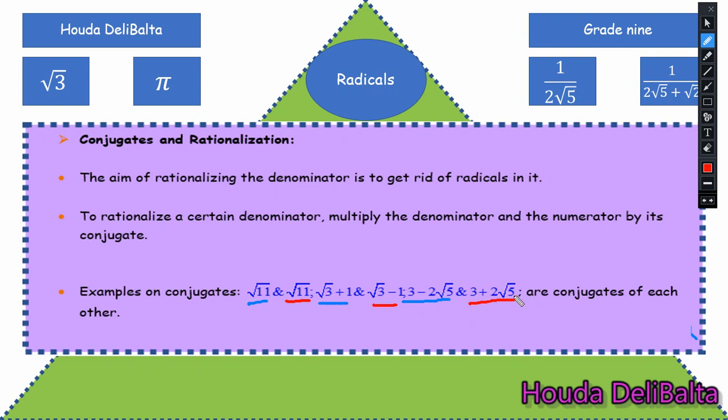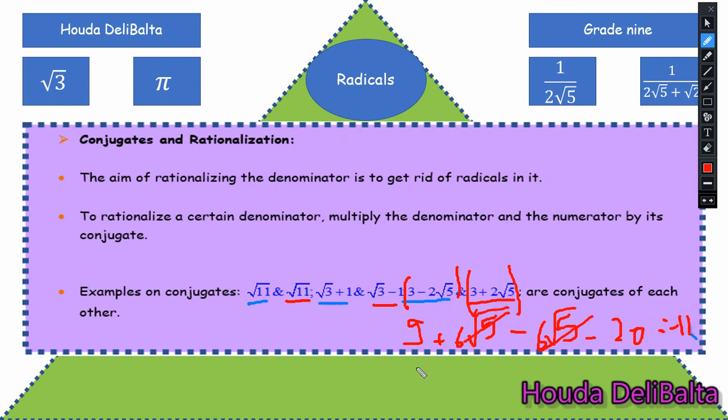You can expand if you don't want to use the identity. If you put these in parentheses, to find their product you can expand without using the identity. 3 times 3 is 9. 3 times 2 radical 5 is 6 radical 5. Minus 2 radical 5 times 3 is minus 6 radical 5. And finally, minus 2 radical 5 times 2 radical 5 is minus 4 times 5, which is minus 20. These are opposites, so I can cancel them, and the result is minus 11.